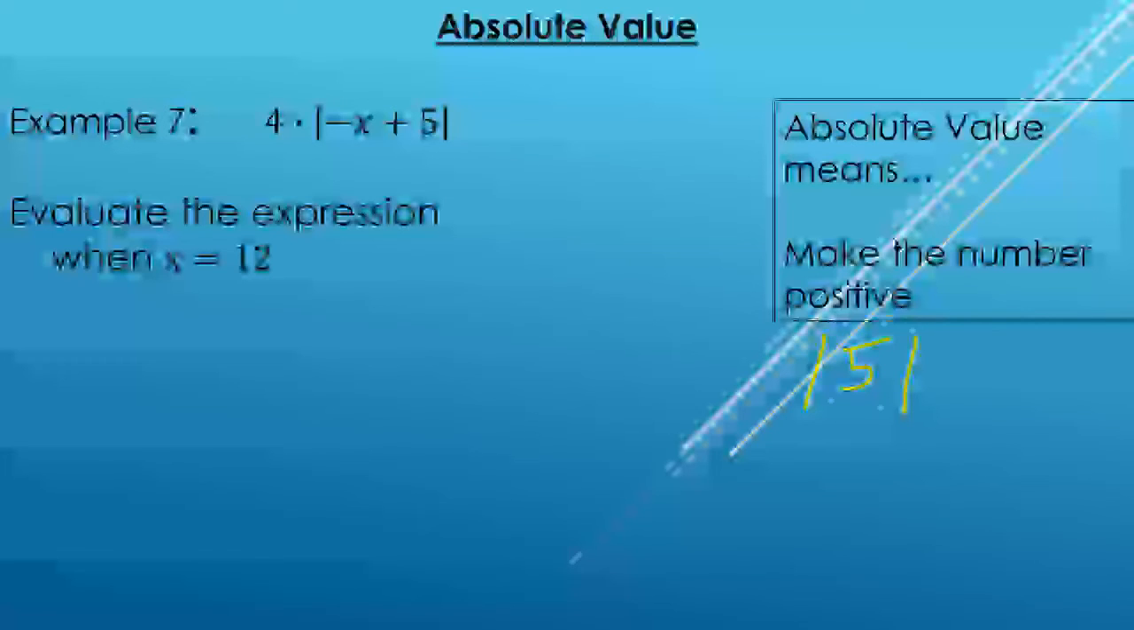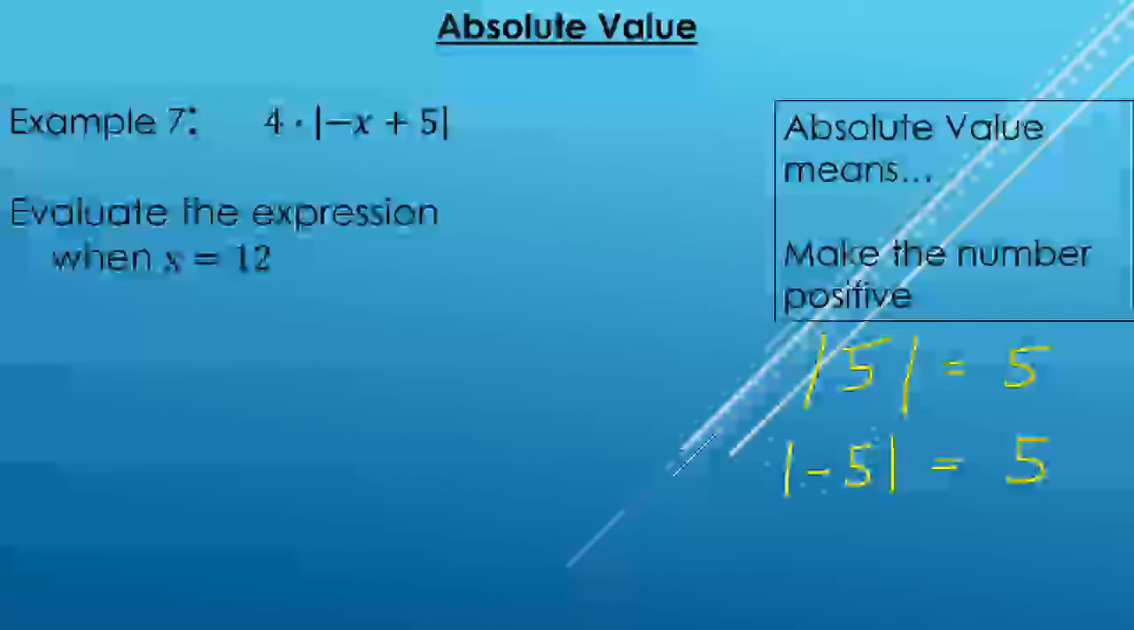So for instance, this is a side example. Pretend this was our problem. Absolute value of 5. The question is, how far is 5 from 0? How many units? How many spaces? It's 5. How far is negative 5 from 0? It's also 5. It's 5 spaces away. Remember, distance can never be negative.